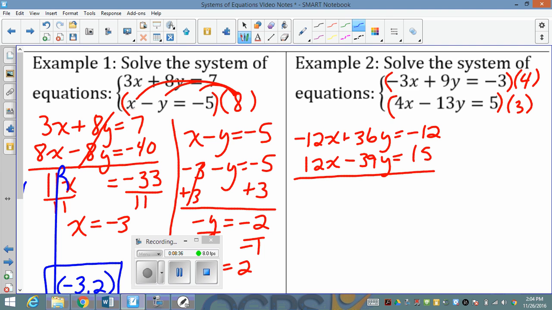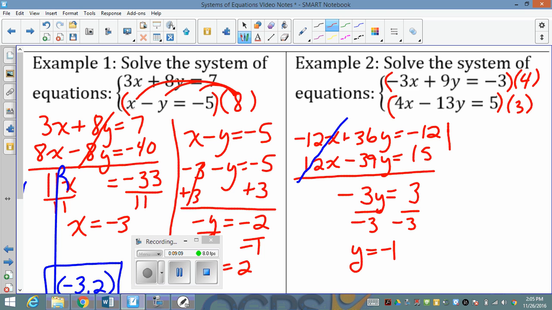Now when I add my two equations together, -12x plus 12x is 0, so it's gone. 36y minus 39y, signs are different, so I subtract and keep the sign of the larger. -12 plus 15, signs are different, so I subtract and keep the sign of the larger. Again, it gives me a nice, easy equation to solve, so I just need to divide both sides by -3. Now that's my y value.